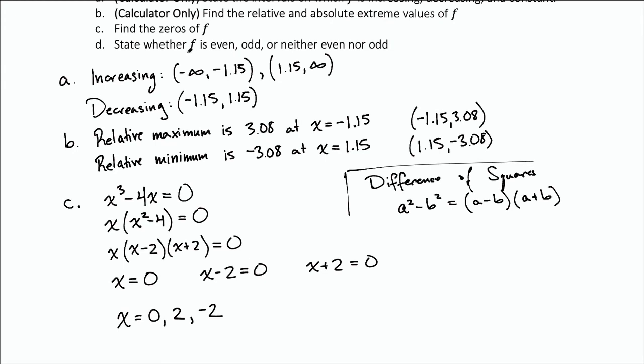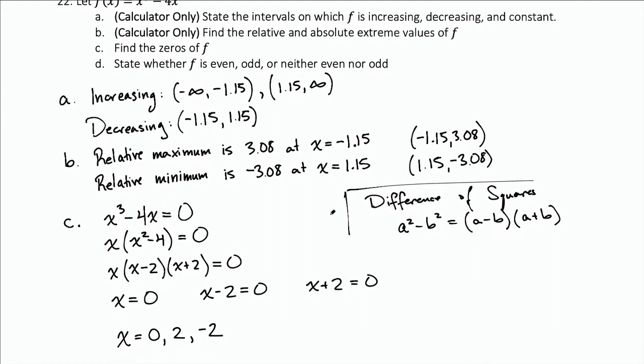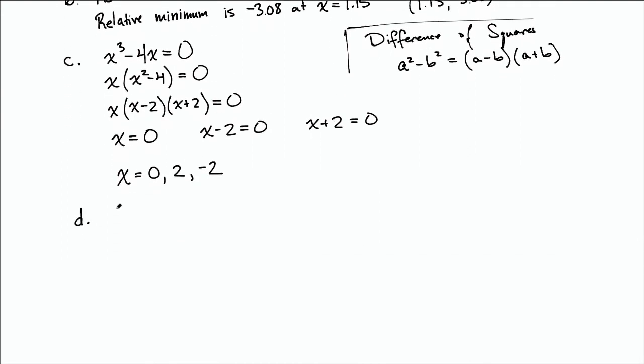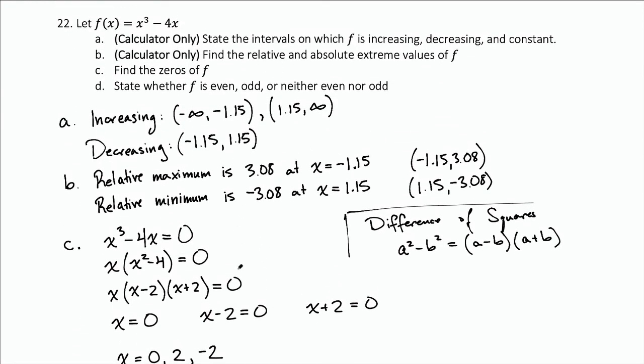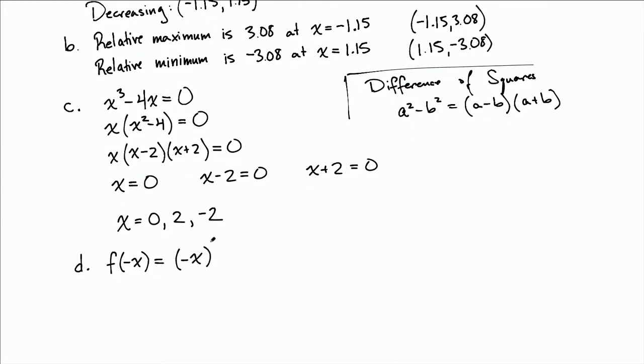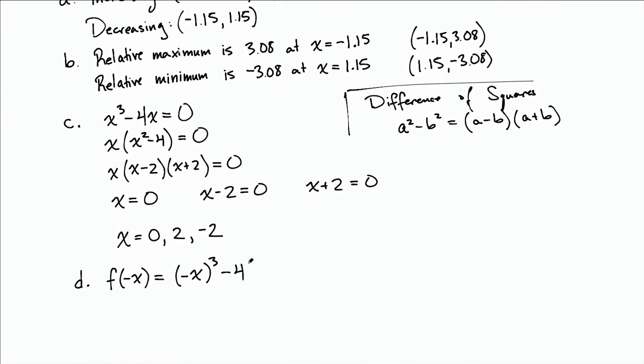And finally, state whether f is even, odd, or neither even nor odd. Now, we can look at the graph, but let's see if we can do it algebraically. Anytime you want to check to see if something is even or odd, you simply plug in negative x and then see what happens. If you plug negative x into this, you get negative x cubed minus 4 times negative x. Now the goal is to simplify this and see if we get back the original function or if we get back the negative of the original function.